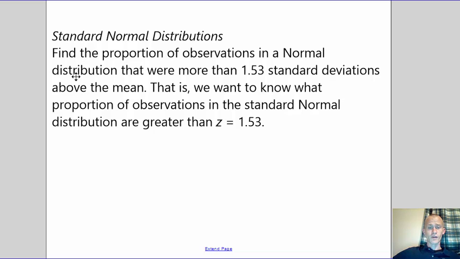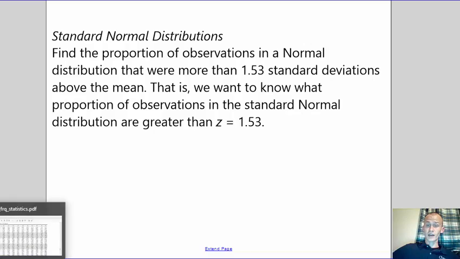In this first one, we want to find the proportion of observations in a normal distribution that were more than 1.53 standard deviations. So that is talking about a z-score of 1.53. And right there, they say that we want the observations that are greater than. So the first thing you need to do is think about what that curve would look like. We're going to be shading in from 1.53 over to the right-hand side. So we're going to have to do a little bit of arithmetic from what we get in the table to find this value.